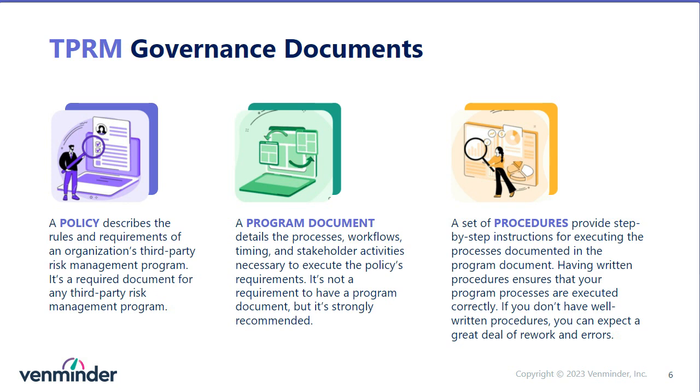Then we have our program document. Now, some organizations call these operating standards, but this document is the document that details all the processes, the activities, the timing, all of the things that go into executing those requirements that we find in the policy. Now, finally, we have our procedures. We'll probably have many sets of procedures, but these are the step-by-step instructions for executing those processes in the program. So we're going to dive into these a little bit more, but first I want to take a look at the hierarchy of these documents.